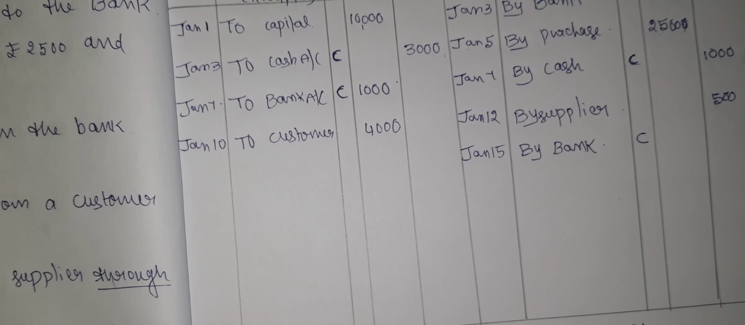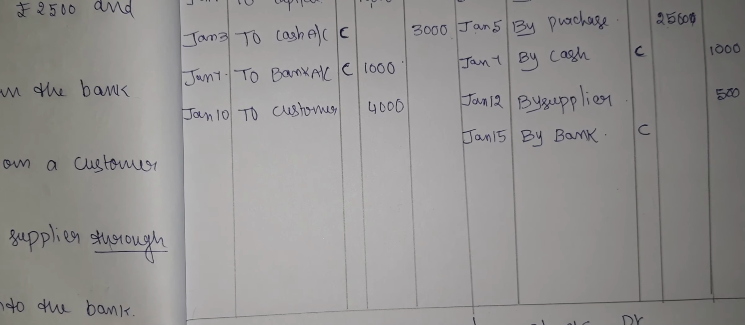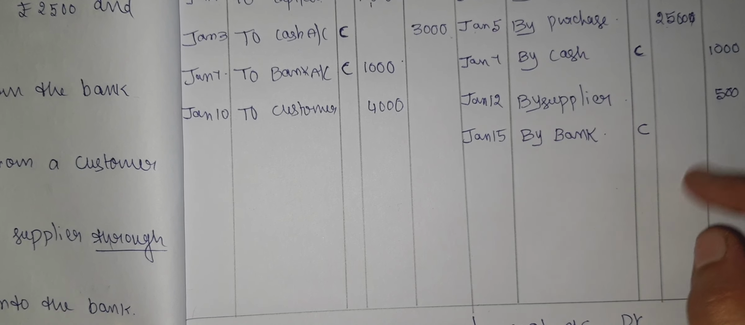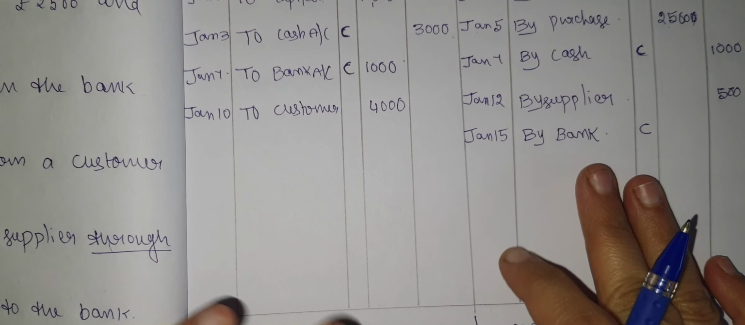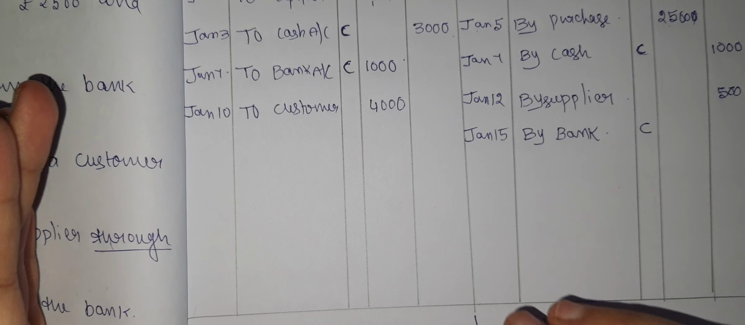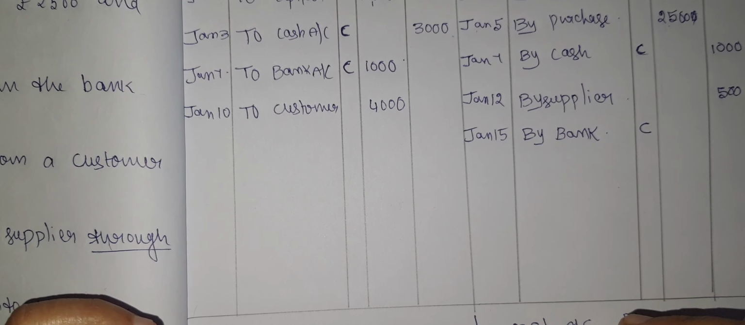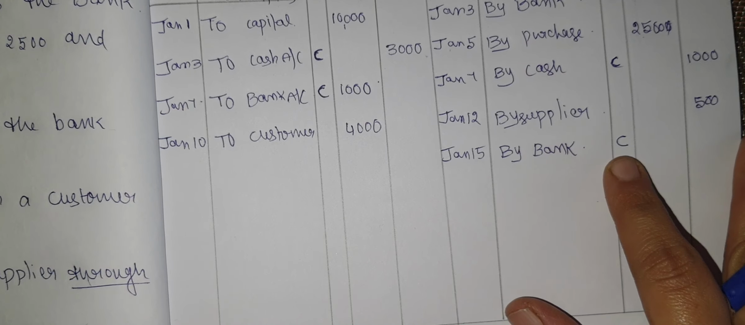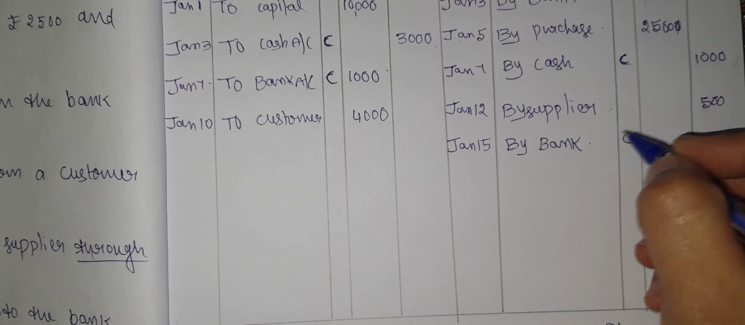Now, where do we have to enter the amount? In by bank, whether in the cash column or bank column. See, when cash is deposited into the bank, it means the business is transferring the money out of the cash account and depositing it into the bank account. Means there is a decrease in the cash balance of the business. So, write down the amount in the cash column by bank, that is rupees 2000.